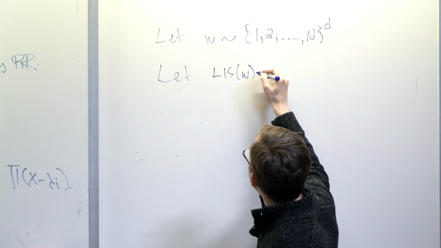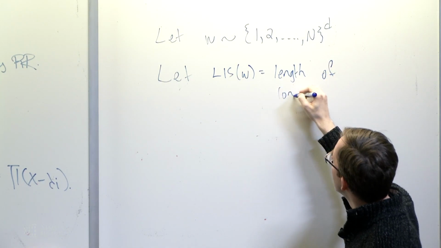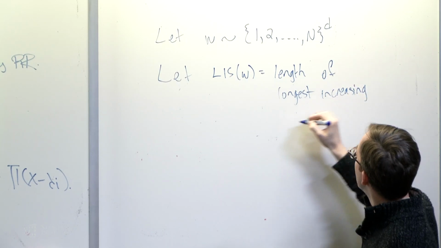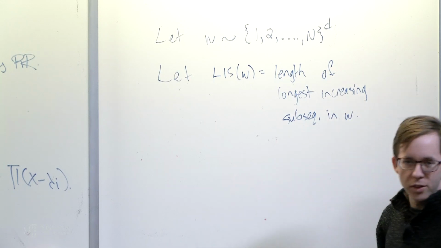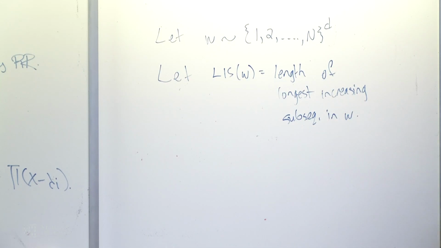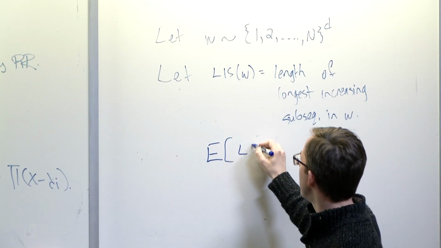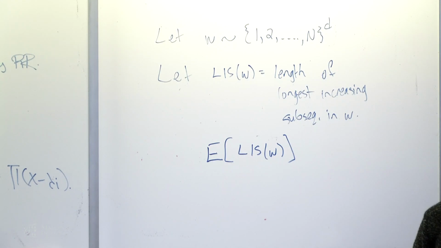Okay, so let's say you take a random word, uniformly at random, where the symbols in the words are the numbers between 1 and n, and it has length d. So like a random string. And then let LIS of w denote the length of the longest increasing subsequence in w. And increasing means non-decreasing. Then I'm interested in the expected value of LIS of w.